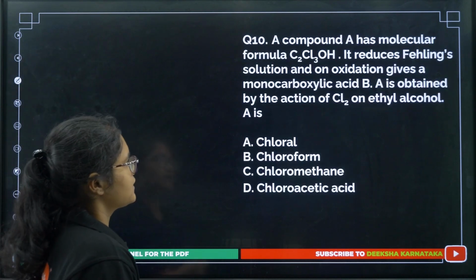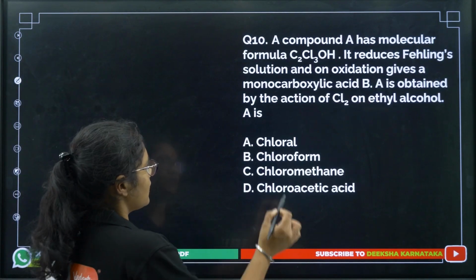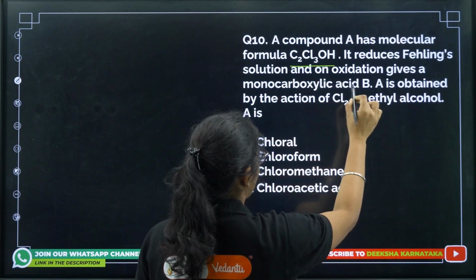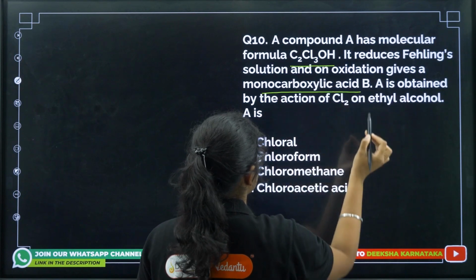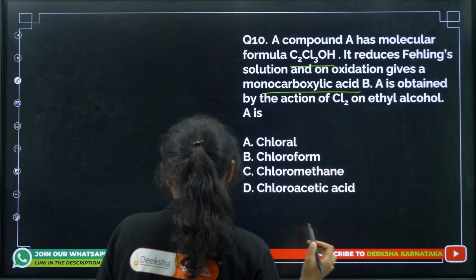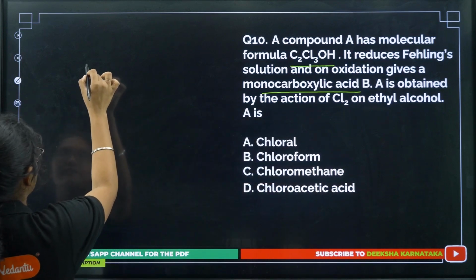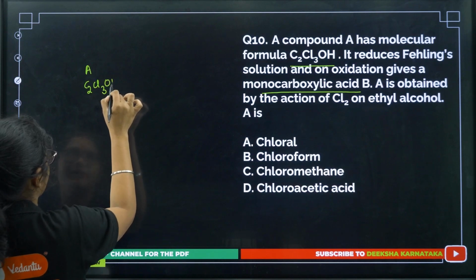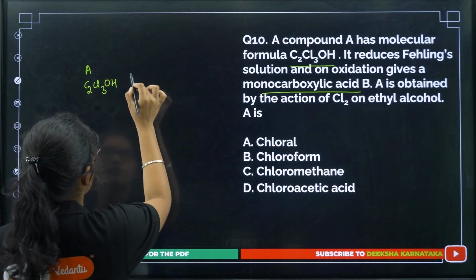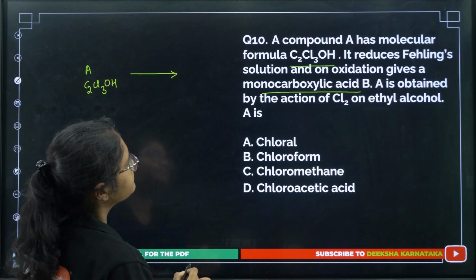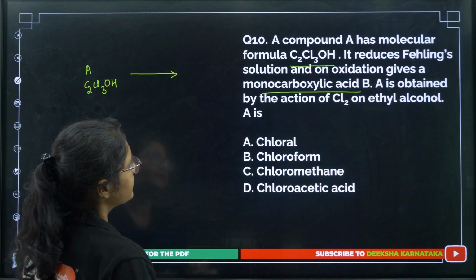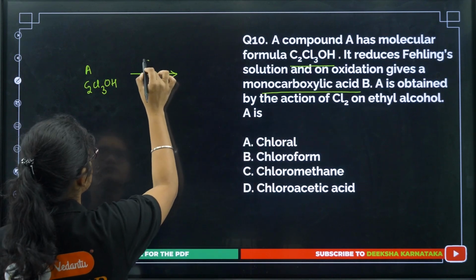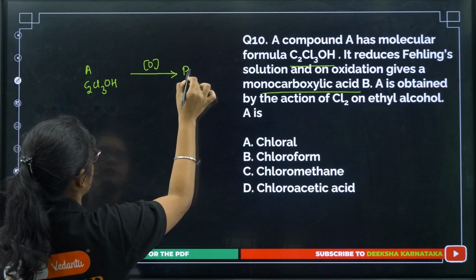Next, a compound A has molecular formula C2Cl3OH. It reduces Fehling's solution and on oxidation gives a monocarboxylic acid B. So compound A has the formula C2Cl3OH, right? And on oxidation it gives a monocarboxylic acid B.